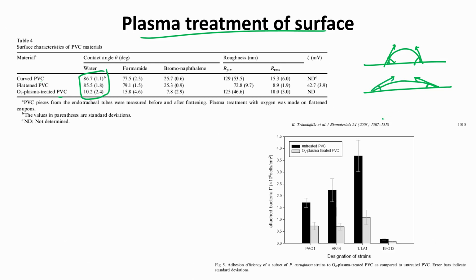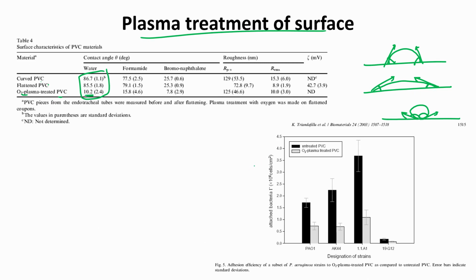Whereas, if it is extremely hydrophobic, then the water will try to prevent any interaction and it will just sort of ball up, and so your angle will be extremely high, in this case even above 90 degrees. So, for the normal PVC, you see angles up to 90 degrees, which is still fairly high, but when you treat with oxygen plasma, it becomes extremely hydrophilic and this angle has come down to 10 degrees.